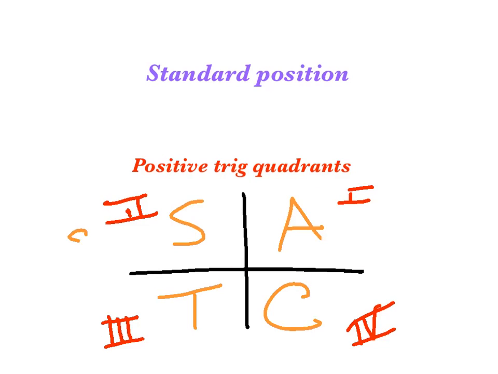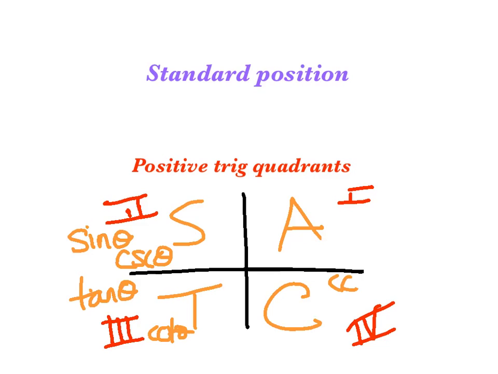Now remember, sine is positive in quadrant 2, and it's going to bring along its friend, its reciprocal, cosecant. Tangent's positive in quadrant 3, and it will bring its reciprocal along, cotangent. And cosine's positive in quadrant 4, and it brings its reciprocal along.